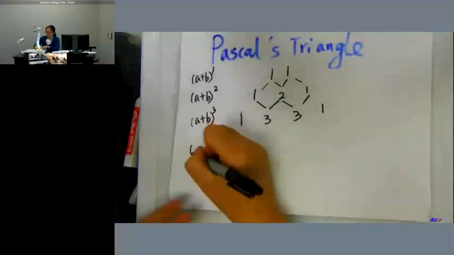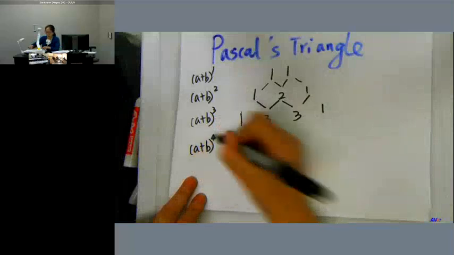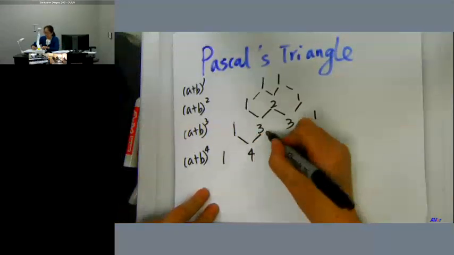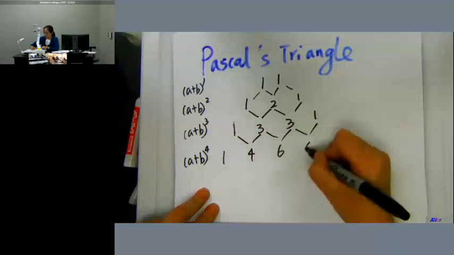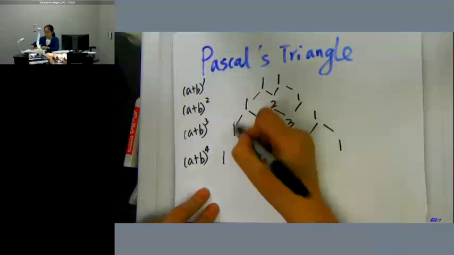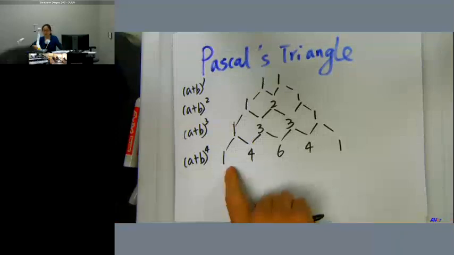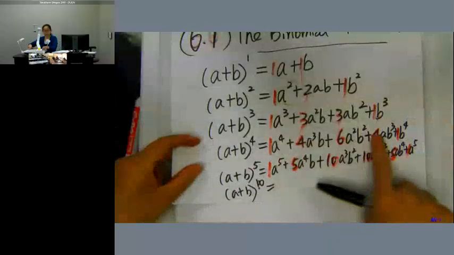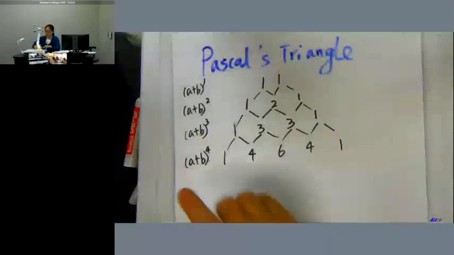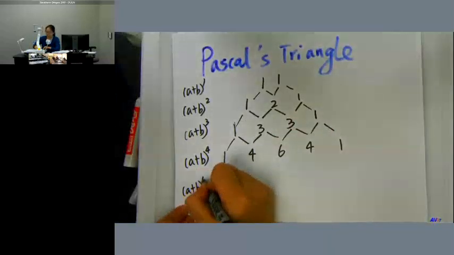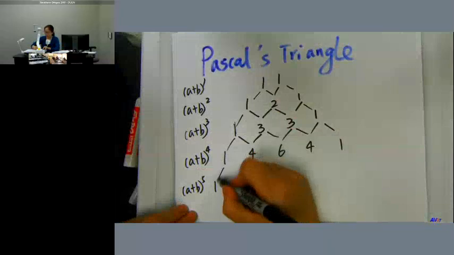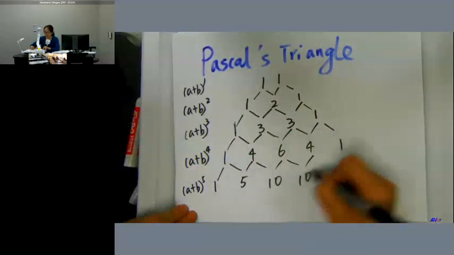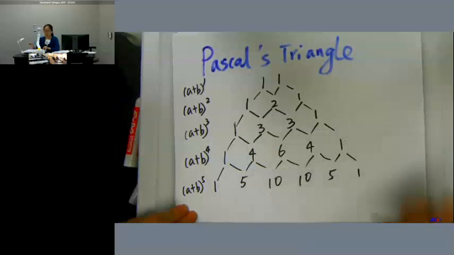How do you get the numbers in front of variables for the fourth power? You add a 1, and you add these 2, you get a 4. You add these 2, you get a 6. You add these 2, you get a 4. And you add another 1 down there. And look, 1, 4, 6, 4, 1. Okay? And similarly, a plus b to the fifth, you get 1 here. Add these 2, get 5. Add these 2, get 10. Add these 2, get 10. Add these 2, get 5. And you get a 1.